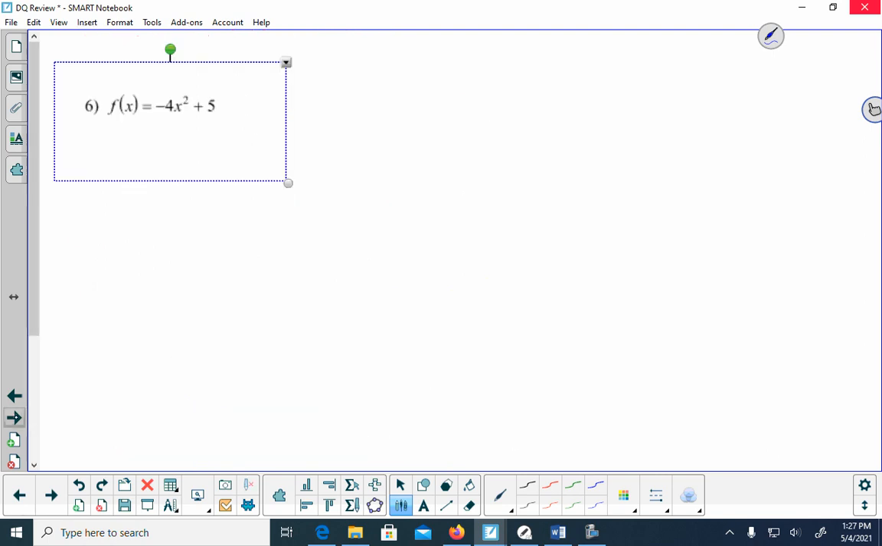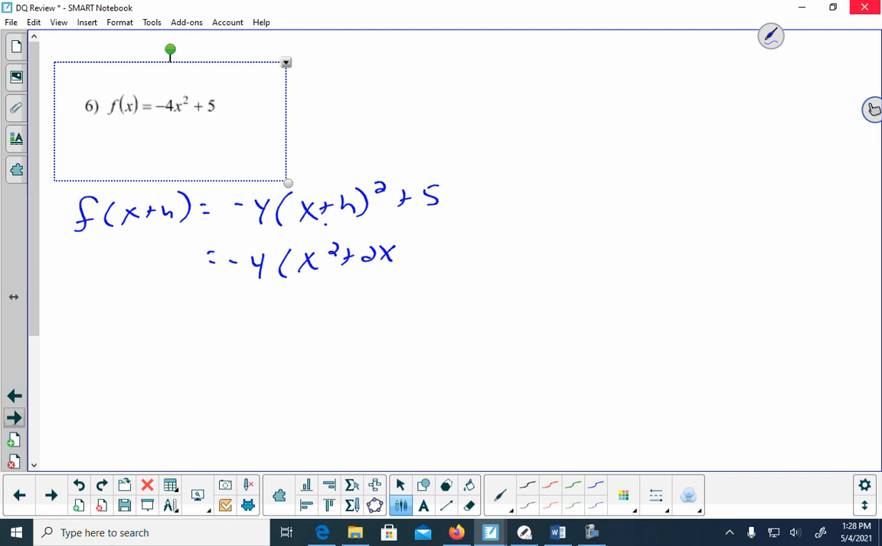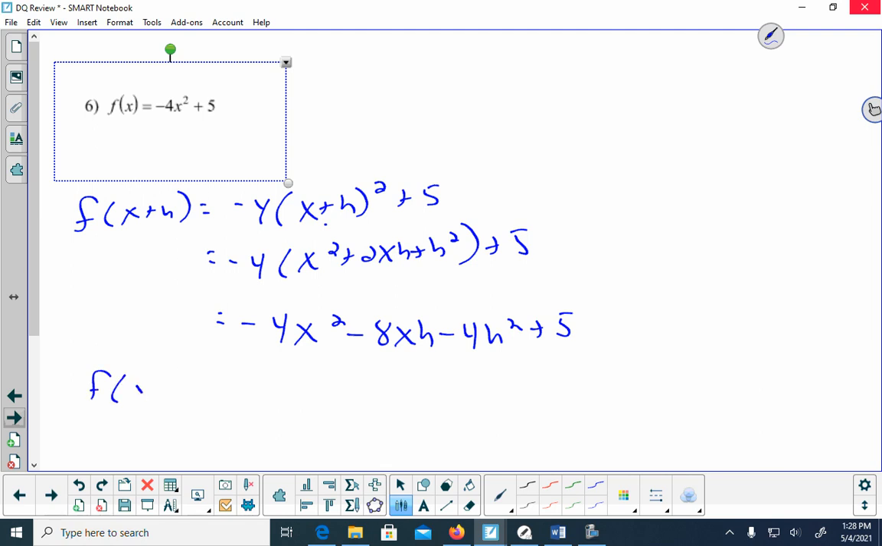Okay, negative f of x plus h: negative 4 times x plus h squared plus 5. Negative 4 times, this again is the x squared plus 2xh. Now I'm going to distribute that negative 4. F of x is equal to negative 4x squared plus 5.